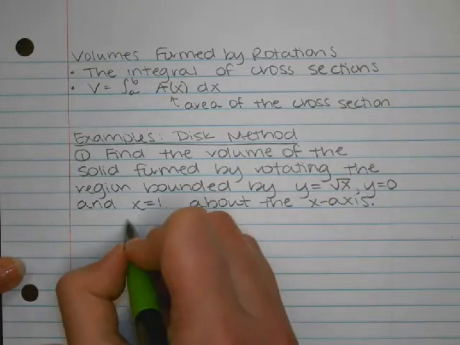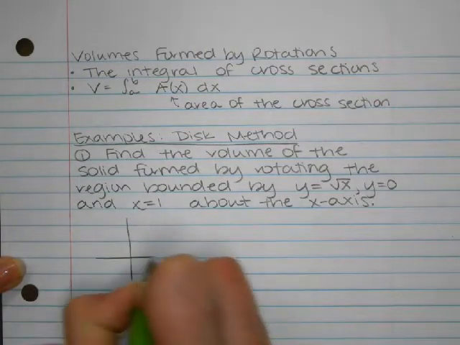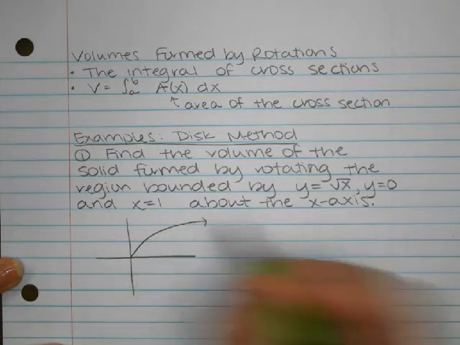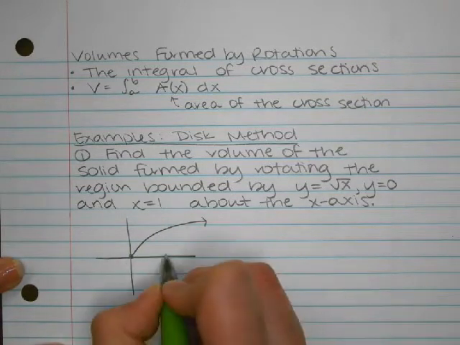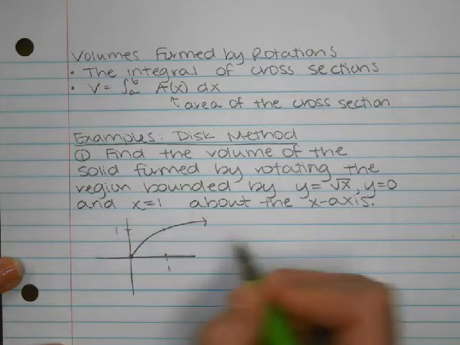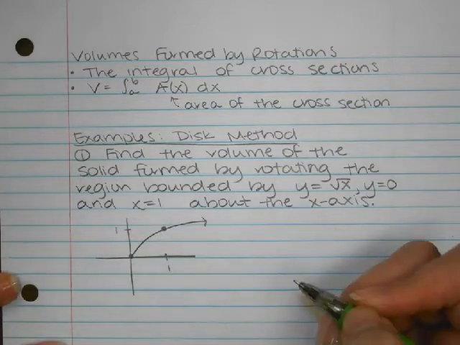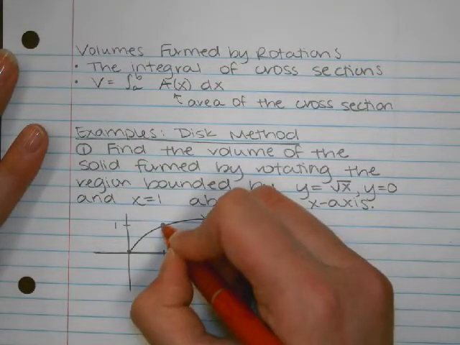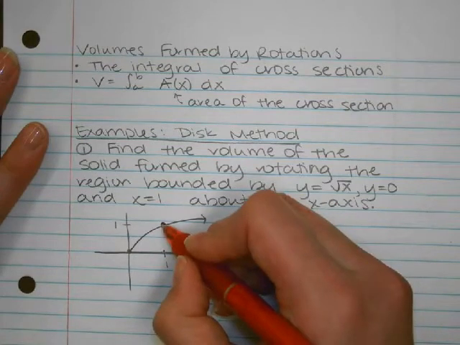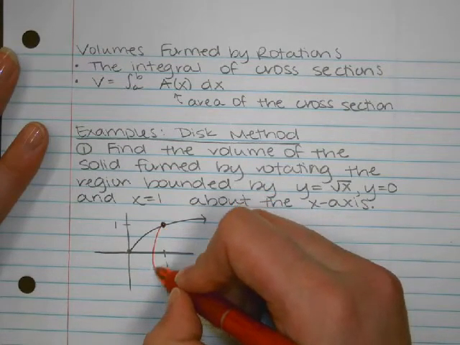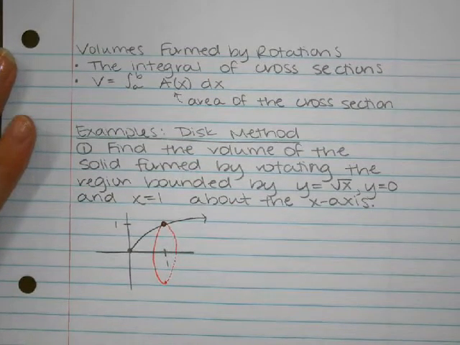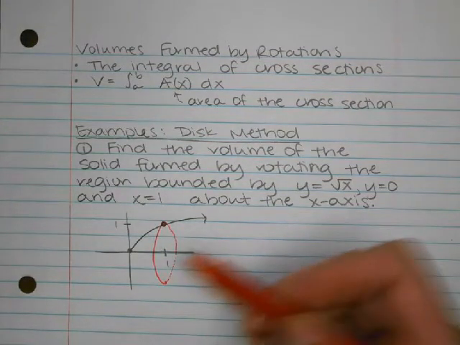Okay, so I'm going to go ahead and draw a picture of this. So we have a square root curve, and square root curves look like this. And here's the point (0, 0), and this is the point (1, 1), because the square root of 1 is 1. So what they're saying is we're going to pick a point on the curve, right here, and we are rotating it around the x-axis, and we're finding that area.